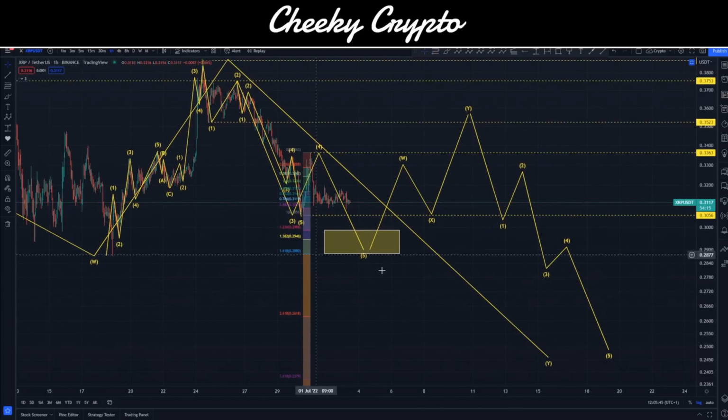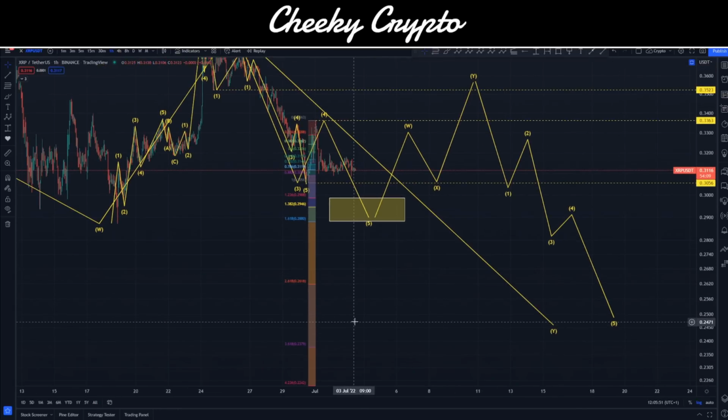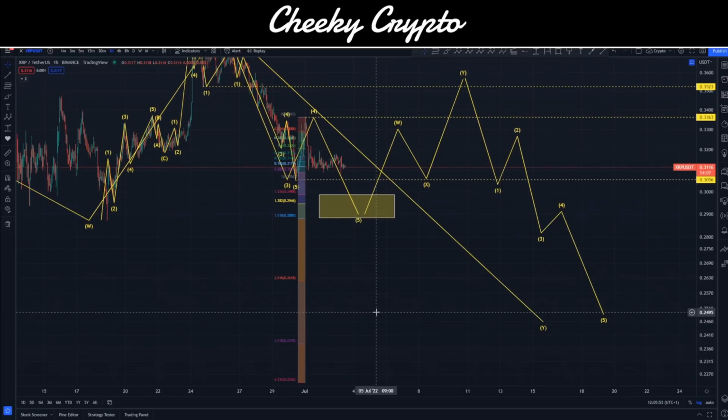Until we complete this and we have our 3-wave move up here, we can't be 100% confident on where that's going. But it should be a pretty significant decrease. I'm targeting 25 to 30 cents ultimately as a nice sweet spot here.